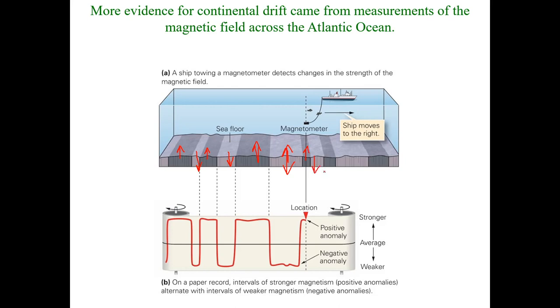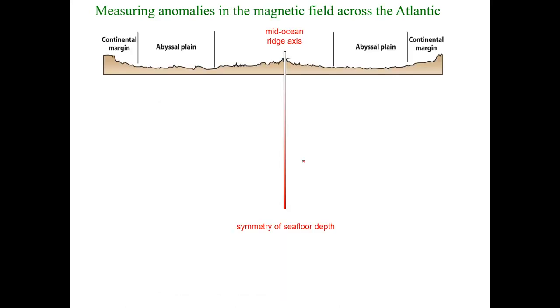Okay. So isn't that interesting? You're on this ship, dragging this magnetometer behind you, picking up these changes in the orientation of the magnetic field preserved in the rocks of the seafloor below. And what you find is a pattern of normal and reversed field lines.